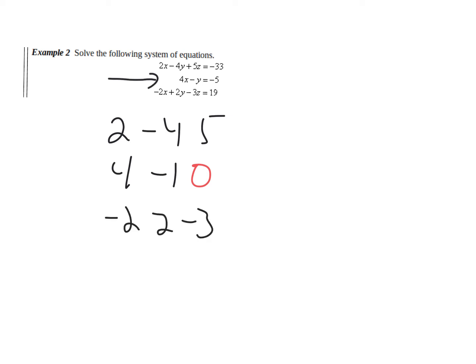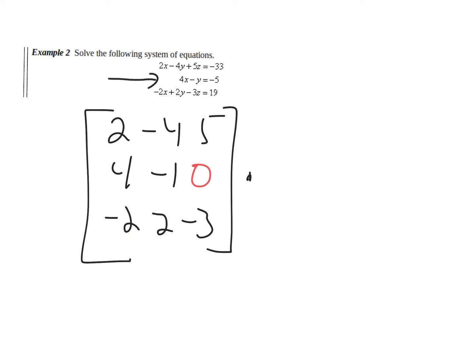Now, do you see what's a little bit different about this one? Do you see how this equation doesn't have a z number? So what we do for our matrix is 2, -4, 5, 4, -1, and then we're going to do a 0 for the z because that equation doesn't have a z. And then -2, 2, and -3.